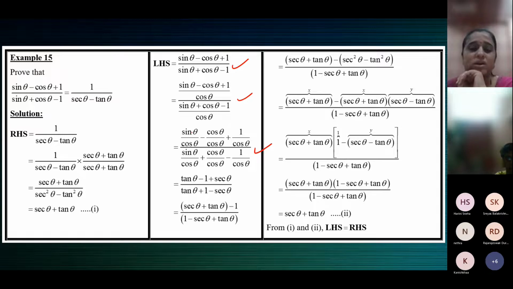In the next step, what is sine theta by cos theta? Tan theta. What is cos by cos? 1. What is 1 by cos? Secant. Same thing in the denominator. Sine by cos is tan. Cos by cos is 1. 1 by cos is secant. That's the next step. Till here we have discussed.